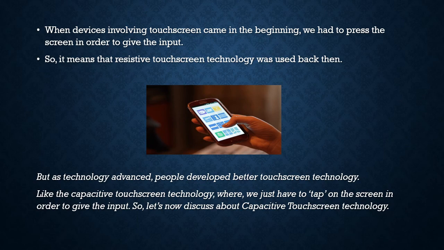So initially, the devices which came with touch screen, we had to press them to give the input. So it means that they would have been using resistive touchscreen technology. But as technology advanced and people developed a better technology like the capacitive touchscreen technology, where we just have to tap on the screen in order to give the input. So now let's discuss capacitive touchscreen technology.